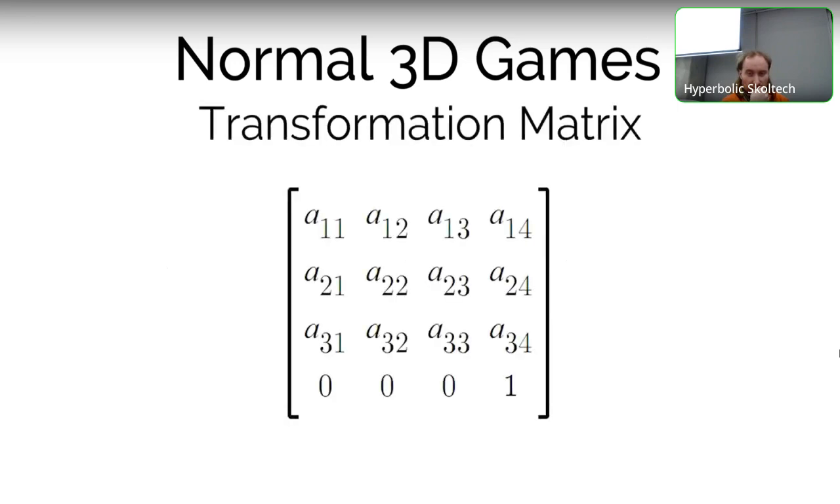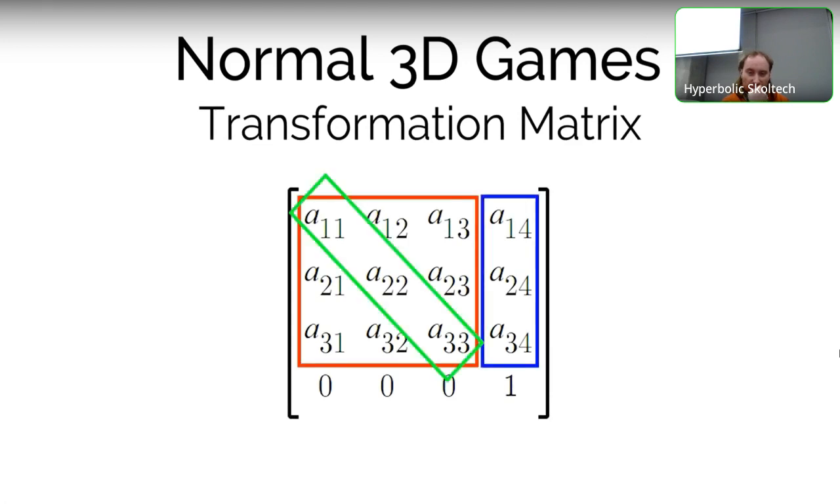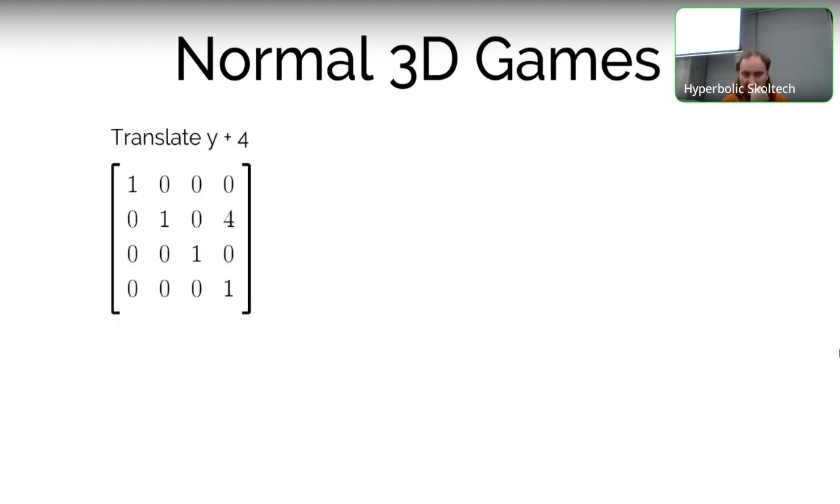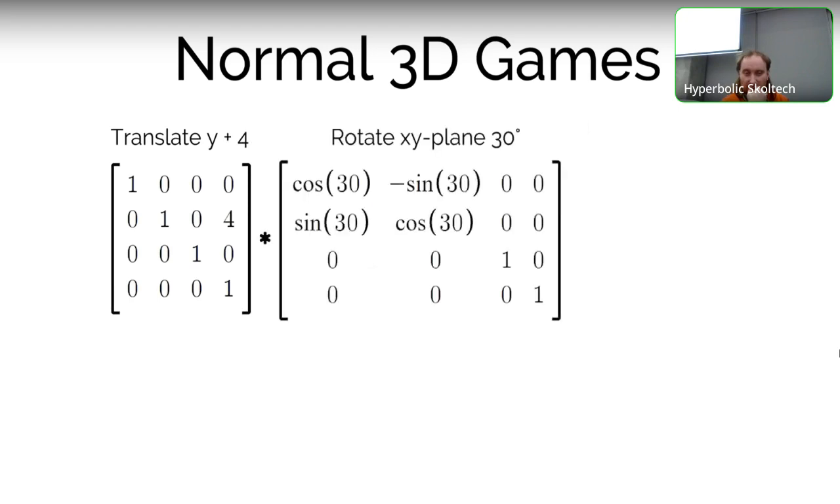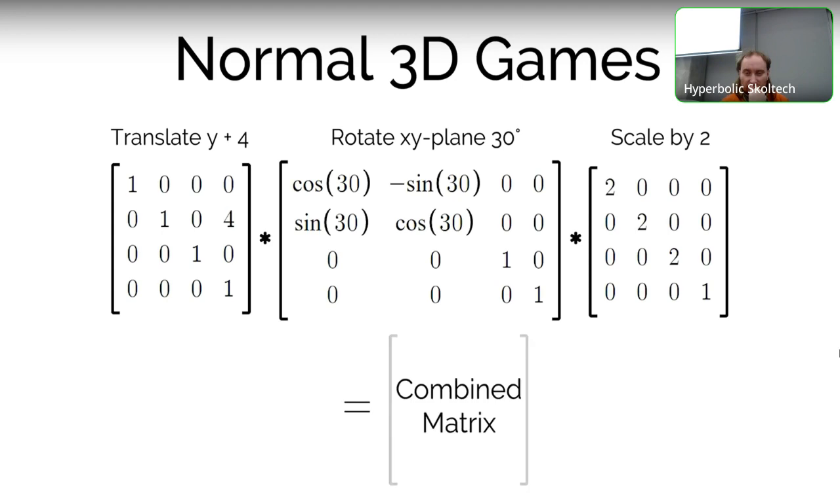So there's this concept of a transformation matrix. It's a 4x4 matrix that typically represents an object's rotation, translation, and scale. What's really nice about this is you can multiply these matrices together to combine a bunch of transformations into just one matrix that gets sent to the GPU.